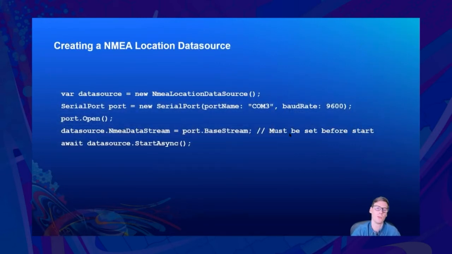And so the way you would use it is you construct the location data source, and then you need to hook it up to some kind of input that has the NMEA data coming in on. In this case here, I'm just using the serial port in the .NET Framework and .NET Core APIs to open a port to serial port 3 at a baud rate of 9600, which in this case is maybe the baud rate that my device is using. I'll open the port, and then I'll just hook up the stream of the port to the NMEA data stream, and then start the data stream. So this is a very generic way you can do it with any sort of stream and hook it up to the NMEA data source.